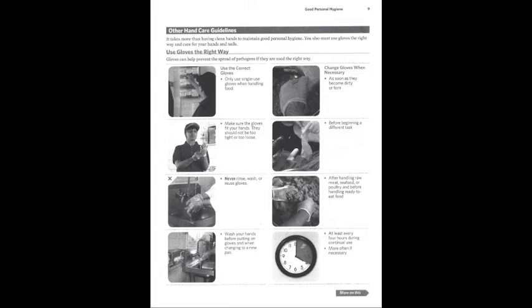Never rinse, wash, or reuse gloves. Wash your hands before putting on gloves and when changing to a new pair. Change gloves when necessary: as soon as they become dirty or torn, before beginning a different task, after handling raw meat, seafood, or poultry, and before handling ready-to-eat food, at least every 4 hours during continual use, more often if necessary.